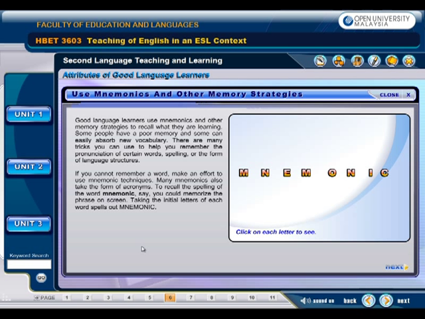Many mnemonics also take the form of acronyms. To recall the spelling of the word mnemonic, say, you could memorize the phrase on screen. Taking the initial letters of each word spells out mnemonic.